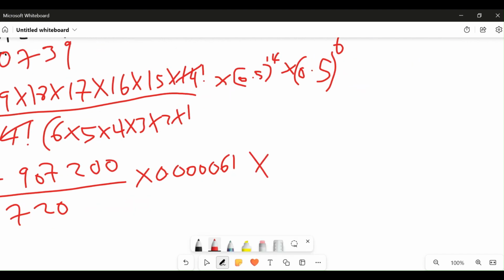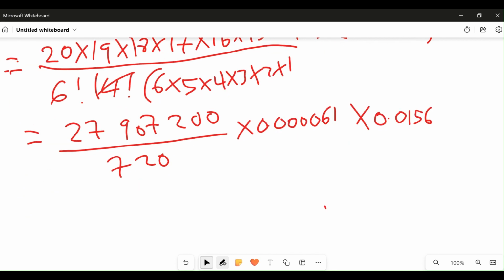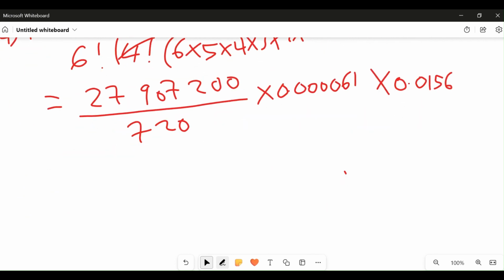Now what is 0.5 raised to power of 6? That is 0.0156. All right, so from here, let's get to our calculator again. Let's do the multiplication and see what we have. First, let's do the division: 27,907,200 divided by 720.